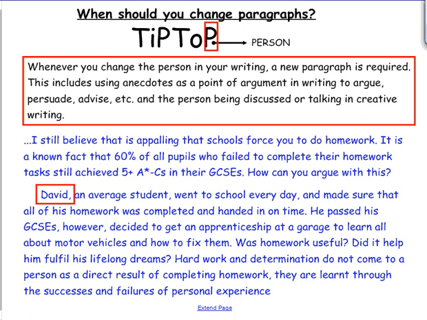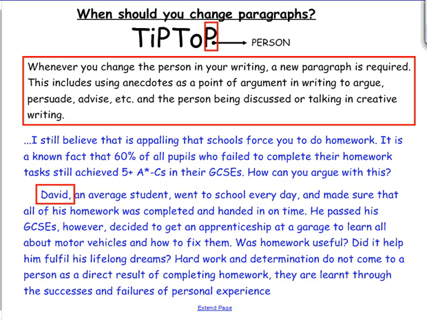I still believe that it is appalling that schools force you to do homework. It is a known fact that 60% of all pupils who fail to complete their homework tasks still achieve 5 or more A statuses in their GCSEs. How can you argue with this? David, an average student, went to school every day and made sure that all of his homework was completed and handed in on time. He passed his GCSEs, however, decided to get an apprenticeship at a garage to learn all about motor vehicles and how to fix them. Was homework useful? Did it help him fulfill his lifelong dreams? Hard work and determination do not come to a person as a direct result of completing homework. They are learnt through the successes and failures of personal experience.